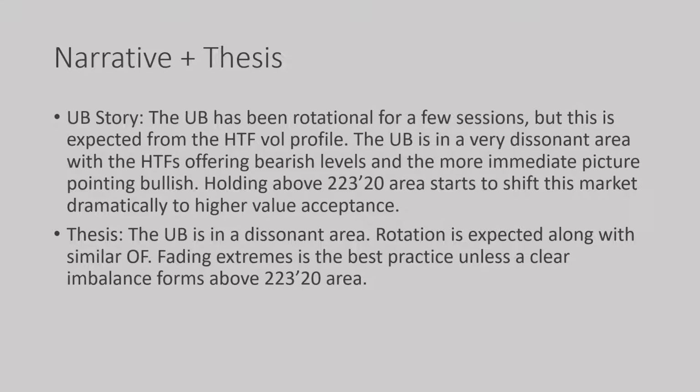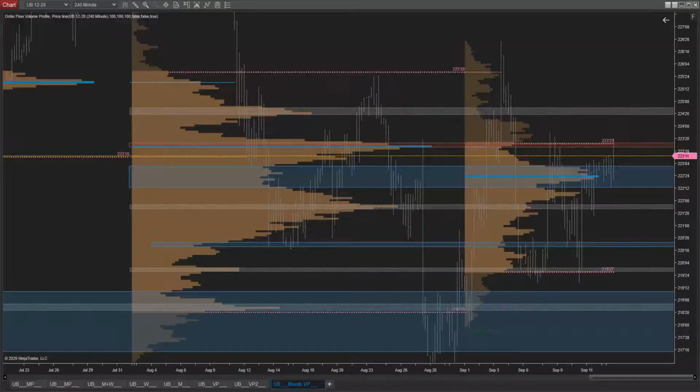So we have this kind of back and forth between bears and bulls, and any kind of holding above the 223 by 20 area starts to shift this market dramatically on a technical level to accepting higher values. So my thesis is that the Ultra Bond is in a dissonant area and rotation is expected along with some similar order flow. Fading extremes is the best practice here unless a clear imbalance forms above that 223 by 20 area. So let's talk about why that area is so significant.